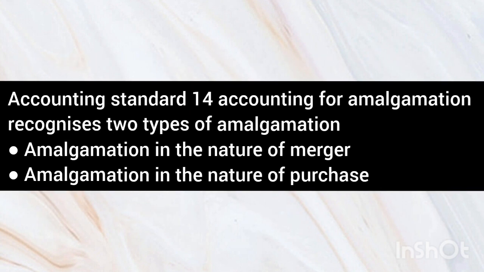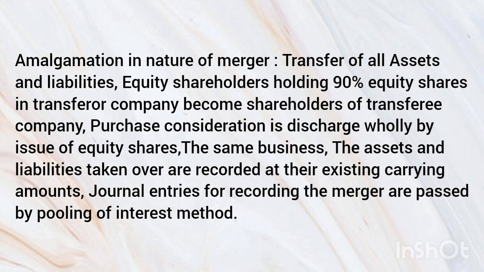AS 14 Accounting for Amalgamation recognizes two types of amalgamation: amalgamation in the nature of merger, and amalgamation in the nature of purchase. In amalgamation in the nature of merger, there is a transfer of all assets and liabilities. Equity shareholders holding 90% equity shares in transferor company become shareholders of transferee company. Purchase consideration is discharged wholly by issue of equity shares of transferee company, except cash only for fractional shares. The same business of transferor company is intended to be carried on by the transferee company.